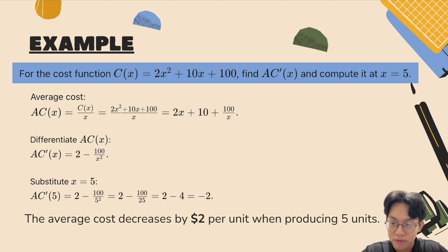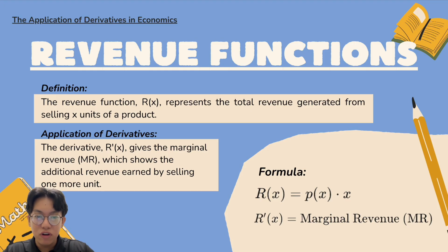The revenue function, denoted as R of X, represents the total revenue a company earns from selling X units of a product. The formula for the revenue function is R of X equals P of X times X. Here, P of X is the price per unit. Multiplying P of X by the number of units X gives the total revenue.